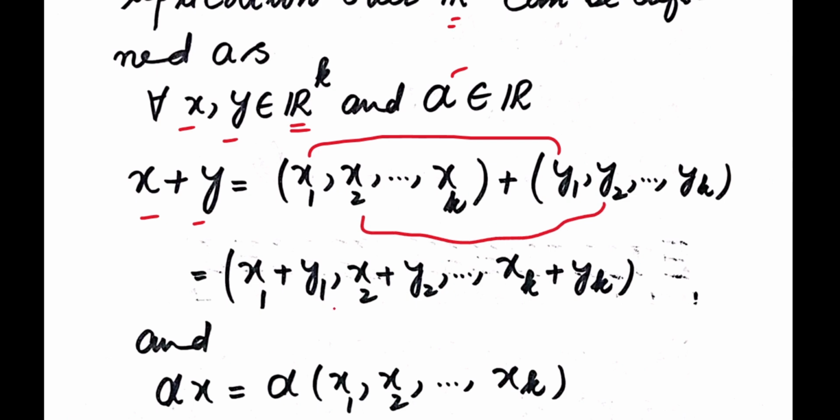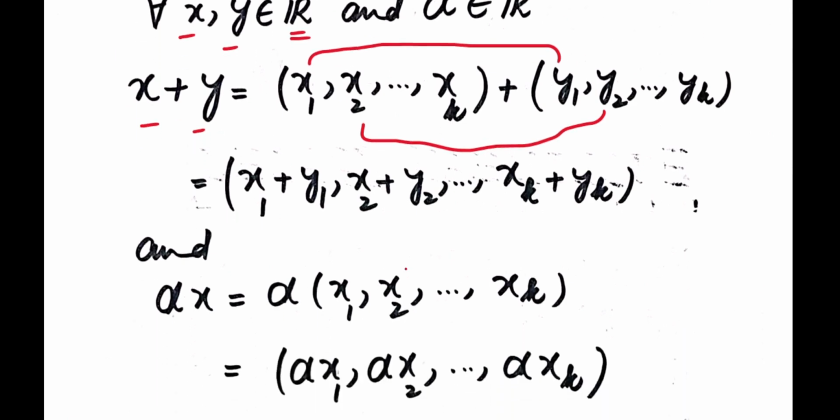That is, we add the corresponding components to obtain the sum of two vectors, and scalar multiplication is defined by simply multiplying alpha with each coordinate, that is alpha x1, alpha x2, up to alpha xk.